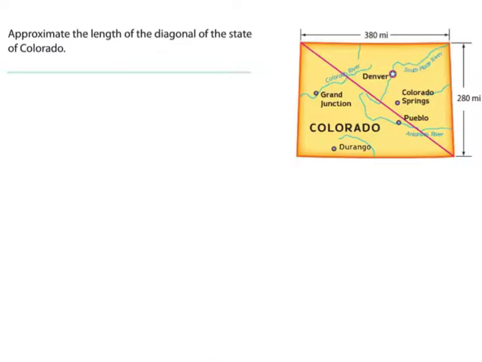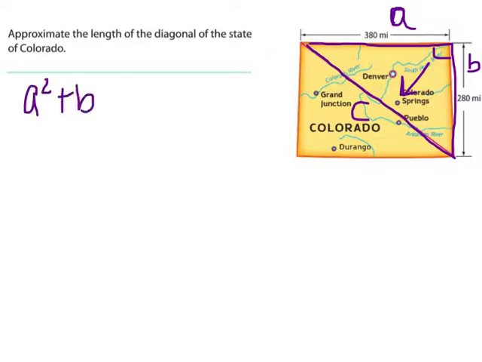Okay, they want us to find the diagonal, so that's this line right here. And if we look here, we have a right triangle. This is going to be my A, and this is going to be my B. Remember, we can switch the A and the B. The C is just always the longest side across from the right angle. So we write our formula first.